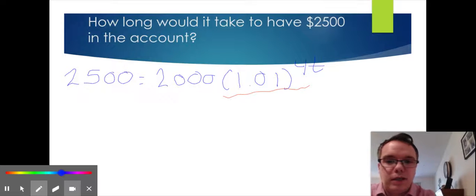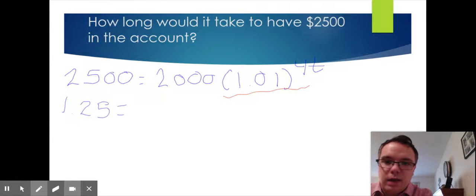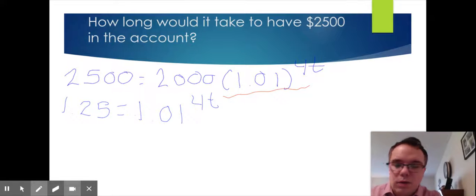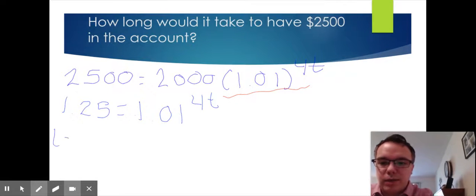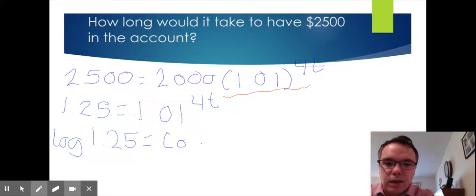In order to get that alone, I'm going to divide both sides by 2,000. When I divide both sides by 2,000, on this side I get 1.25. On the other side, my 2,000s cancel out, and I'm just left with 1.01 to the 4t. I don't want that exponent up there anymore, and the one kind of function that allows us to bring a power down is a log function. So we are going to take the log of both sides. So I'm going to have the log of 1.25 equals the log of 1.01 to the 4t.